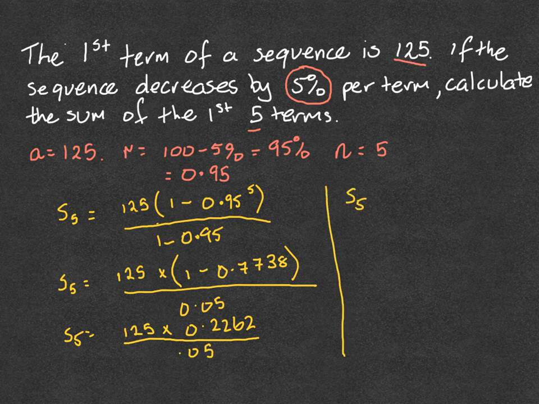So if we go 125 times 0.2262, we get 28.275 divided by 0.05. I should put the 0 there as well, just so you don't get confused. So divided by 0.05. Therefore, the sum of the first 5 terms is equal to 565.5. And that's how you work out a geometric sum where it's just worded to you a little bit differently, where you've been given percentages.